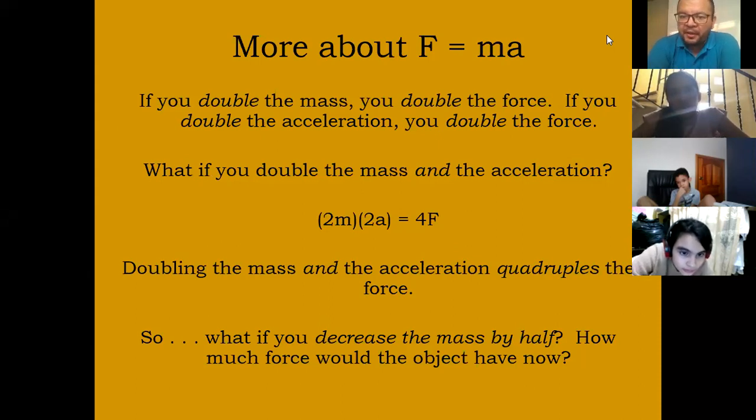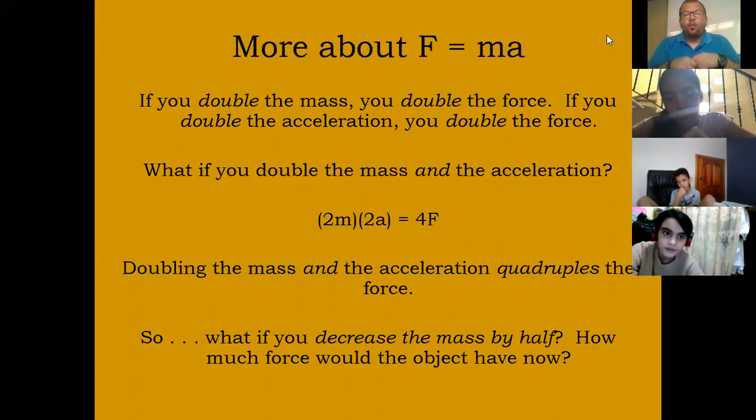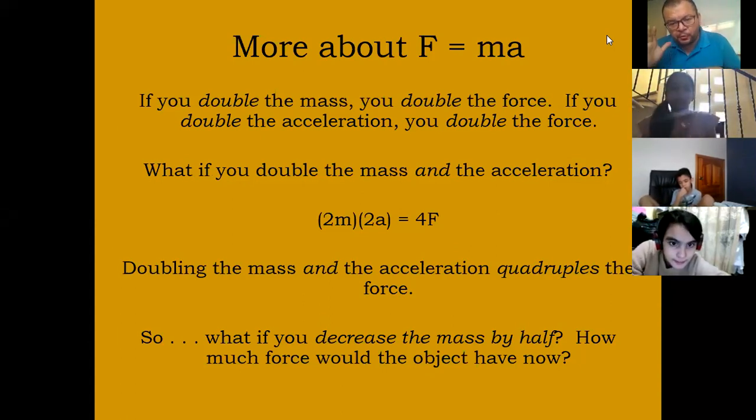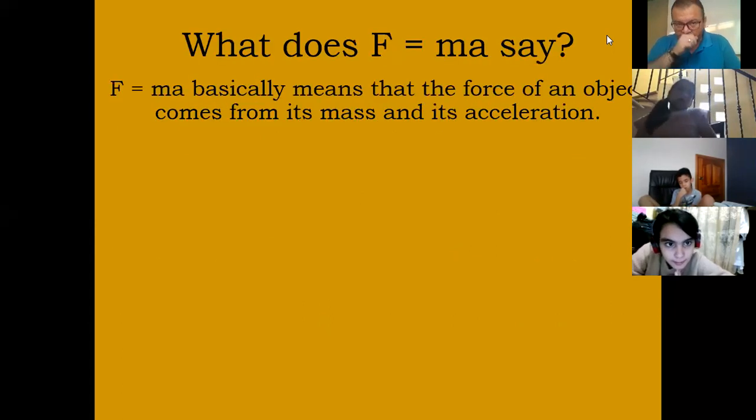Okay, we have the example in here. You double the mass, you double the acceleration, you have the force in quadruples. So we have in here doubling the mass and the acceleration quadruples the force. So what if you decrease the mass by a half? How much force would the object have now?